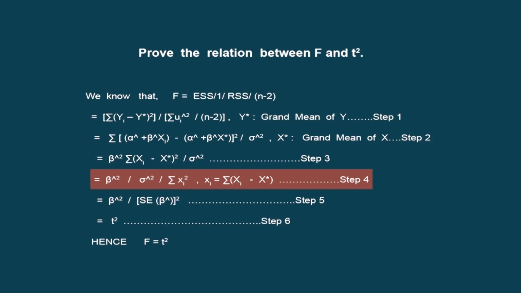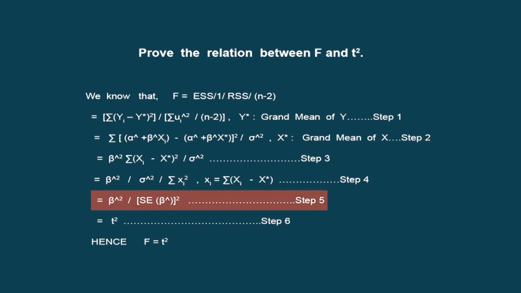So instead of writing summation of xi minus x star whole square, we are mentioning it in terms of summation of xi square. So this expression is none other than beta hat square by standard error of beta hat, which is the normal expression of t distribution. Since it is in the square form, we mention F equals t square, which is the last step of this derivation.